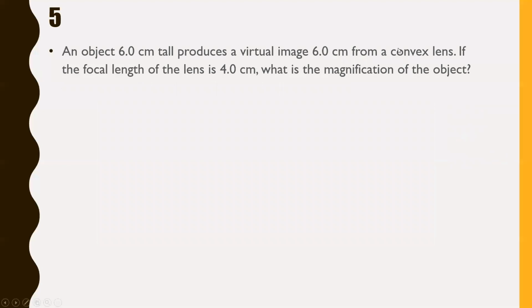All right, one more question. Next one, an object 6 centimeters tall produces a virtual image 6 centimeters from a convex lens. If the focal length of the lens is 4.0 centimeters, what is the magnification of the object? I would highly advise doing this one mathematically. I'm not even sure if a diagram would really work unless it was absolutely perfect. So pause the video here, do this one mathematically, give it a shot.